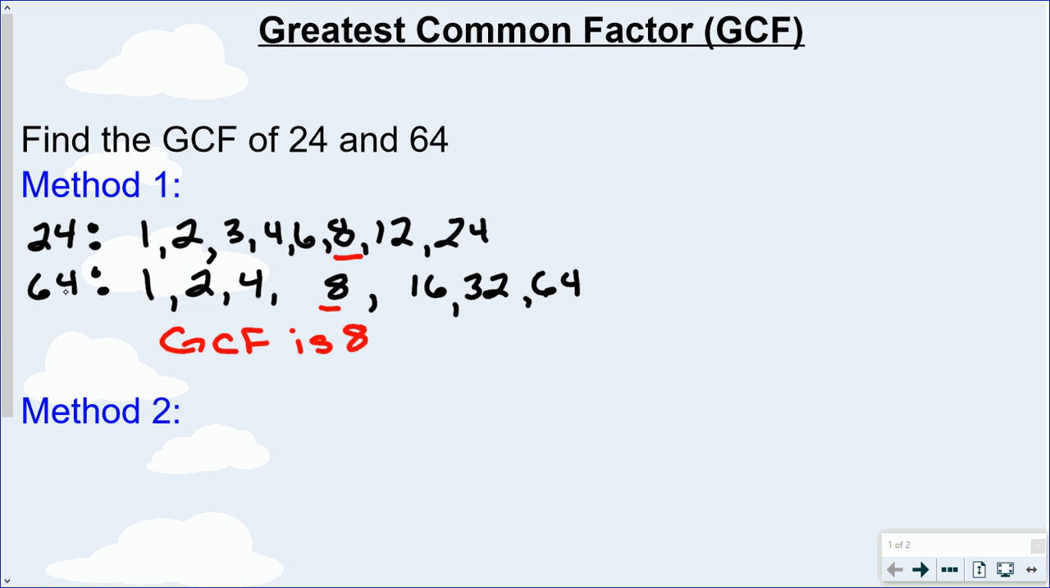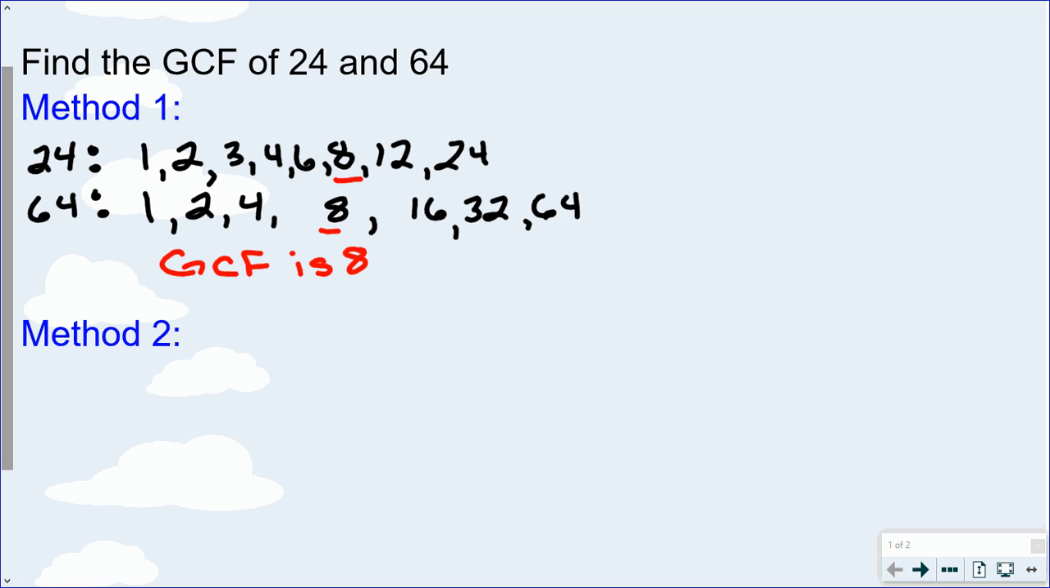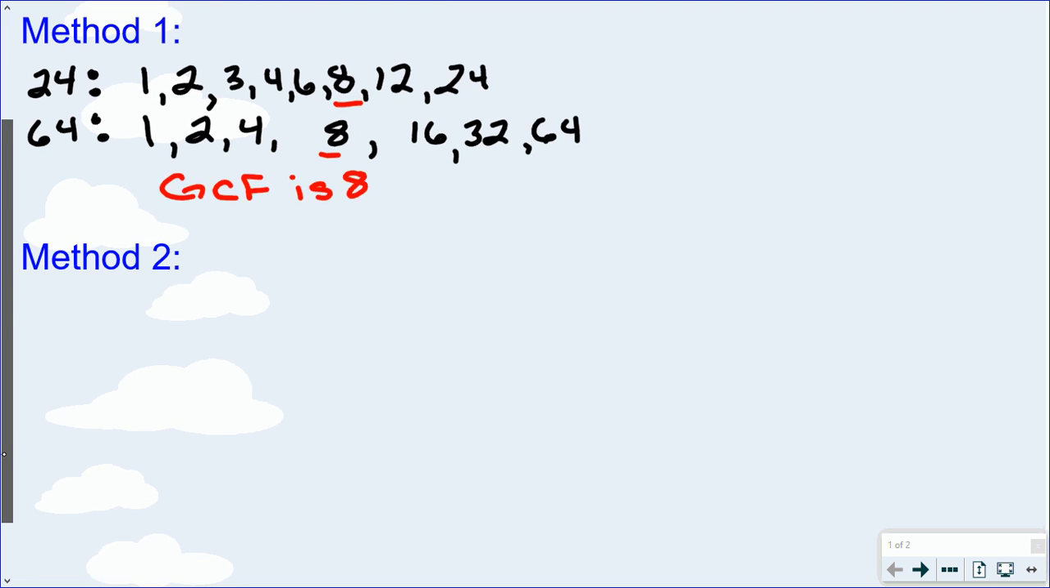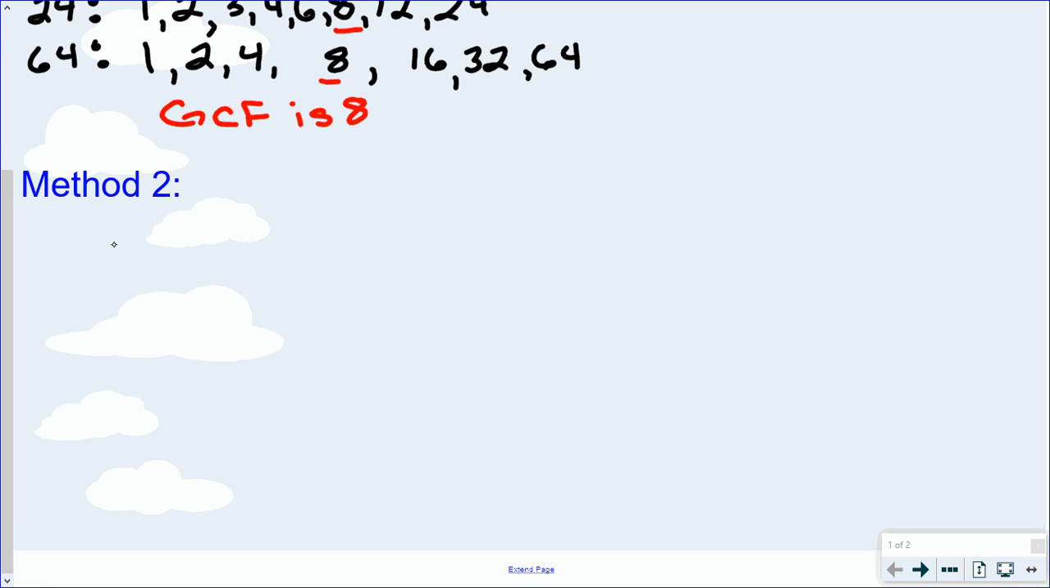All right, so the other method involves using the prime factorization. Prime numbers are numbers that are divisible only by 1 and themselves. So they have to be divisible by exactly 2 things. Usually if you're doing factoring, you would do a factor tree. So let's see what a factor tree looks like.